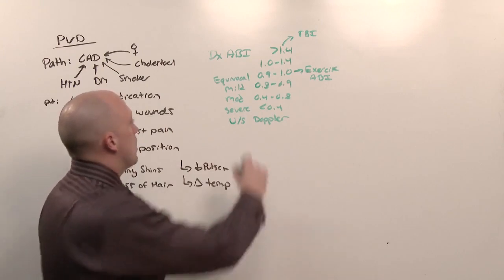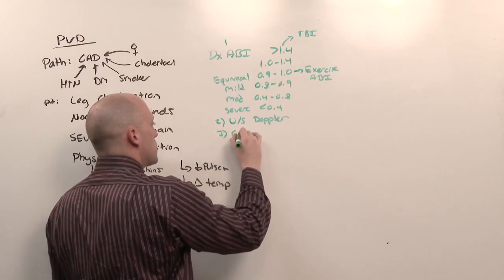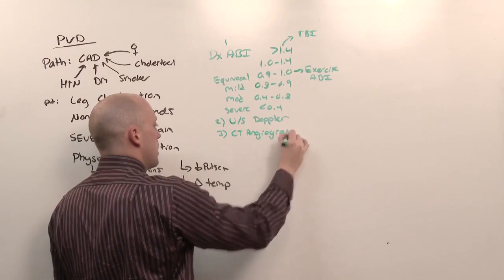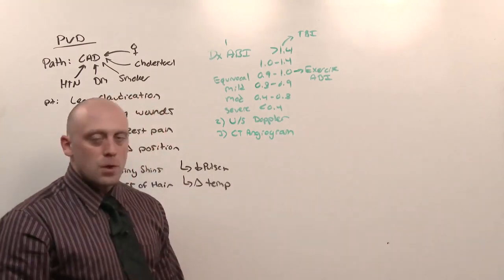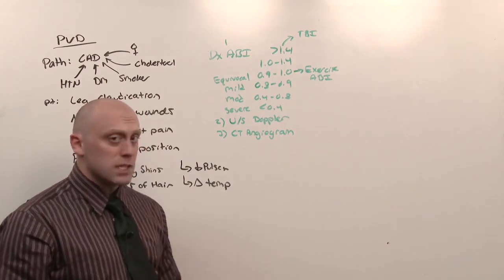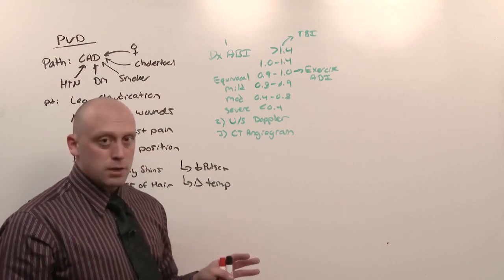So after the ABI, you do the ultrasound with Doppler, and then you follow it up with a CT angiogram, which is just as good at visualizing the leg as an actual arteriogram, but doesn't have any of the risk. And then you ask, do I really need to fix this person? You've identified their disease. Can you just manage them medically?